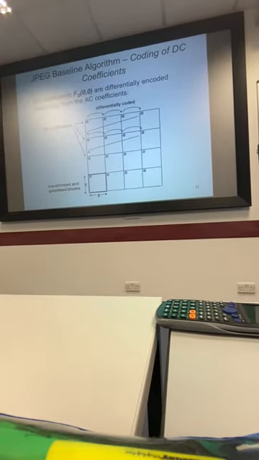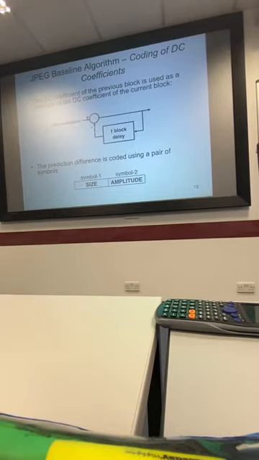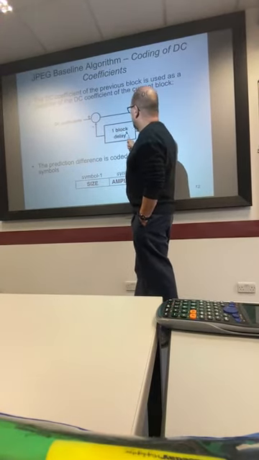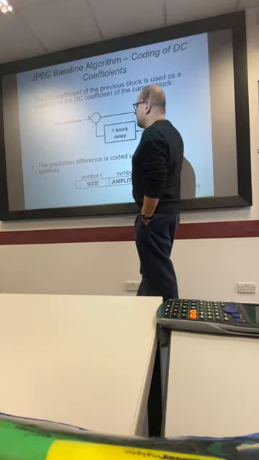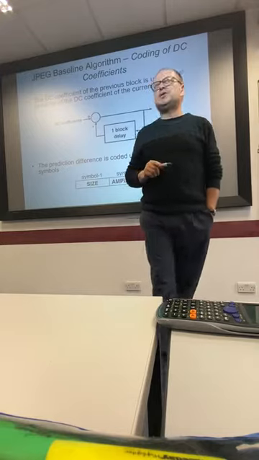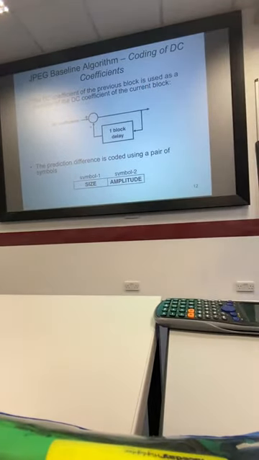Excellent. So we know how we quantize, and we know that for DC coefficients we will have prediction with one block delay, which means that the value for the previous block is subtracted from the DC coefficient, which means that the value of the DC coefficient is assumed to be similar in neighboring blocks.